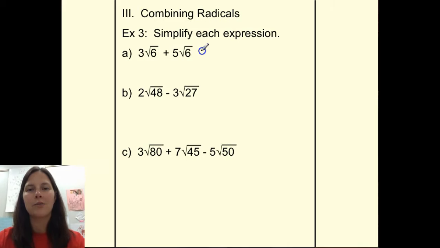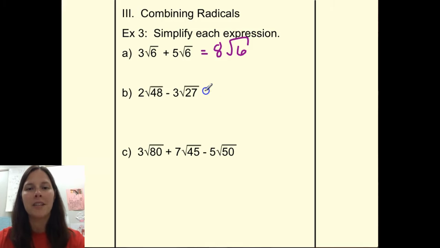The last topic of radicals we're going to look at today is adding and subtracting. Adding and subtracting radicals is very similar to adding and subtracting variables. They have to be like terms before you can combine them. Our first example, we have root 6 on both pieces. You can think of that like your variable. 3x plus 5x is 8x. So 3 times the square root of 6 plus 5 times the square root of 6 is 8 times the square root of 6. 6 has no perfect square factors, so we can't simplify that expression any further.